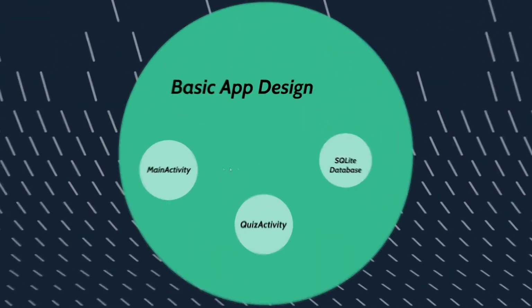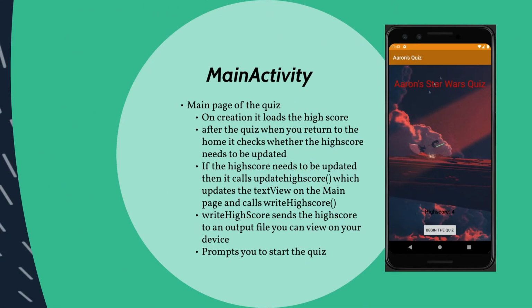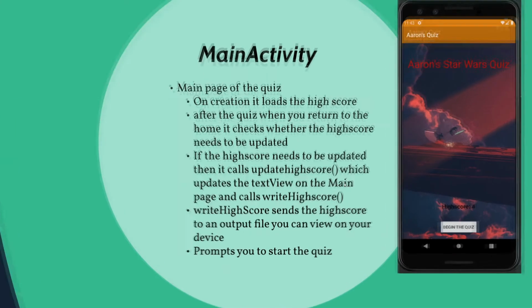So let me jump right into the basics of this. It's composed of 3 parts. This is the main file, the main page. When it starts up, it loads your high score. It checks if it needs to be updated after the quiz is run, and it'll write that to an output file. I'll go into it more in depth later. And it has this button here to begin the quiz, so it's pretty simple. Let me go into the next part.